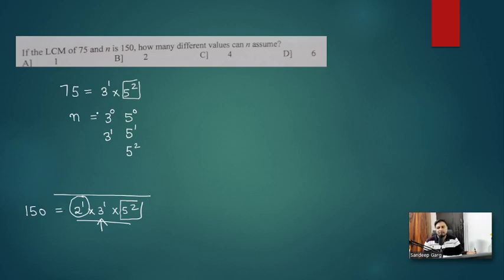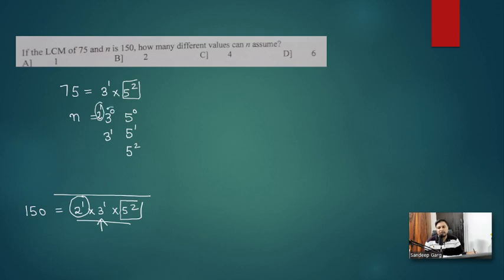So this is a requirement here. We have to take 2 raised to power 1 in n. We can't take 2 raised to power 0. If we take 2 raised to power 0, 2 raised to power 1 will not come in the LCM. So here we have to take 2 raised to power 1.